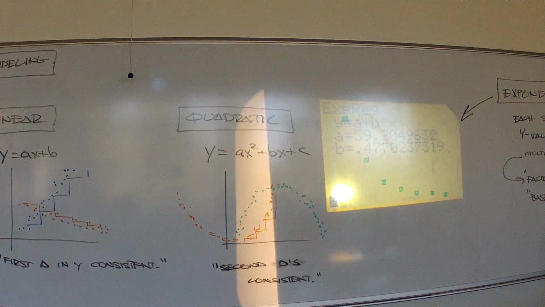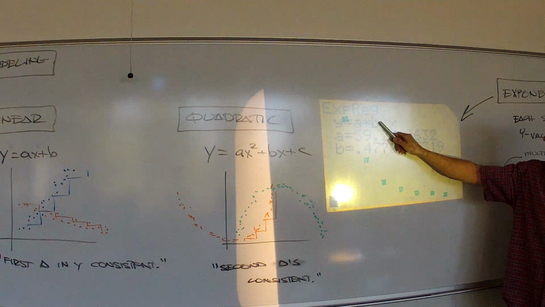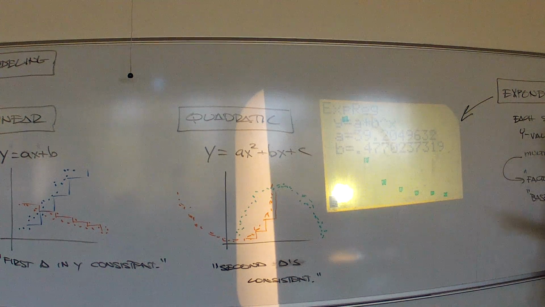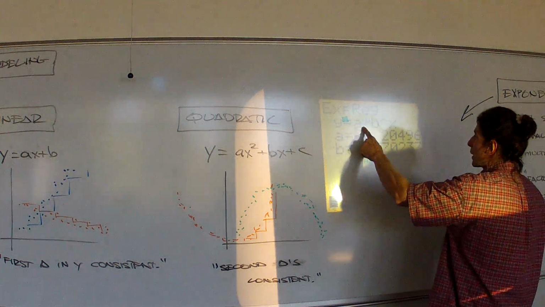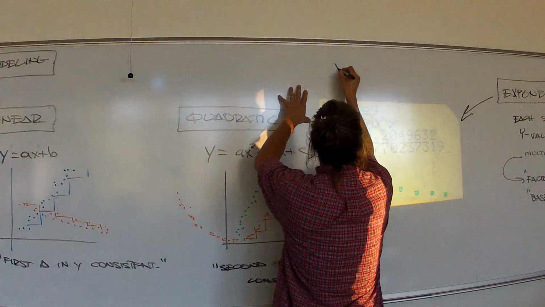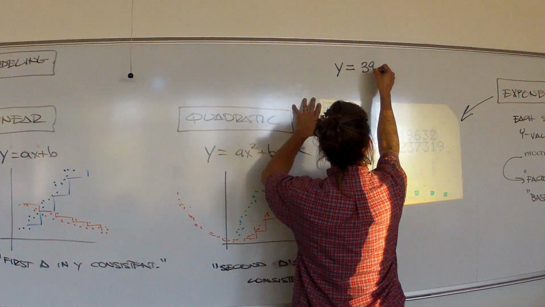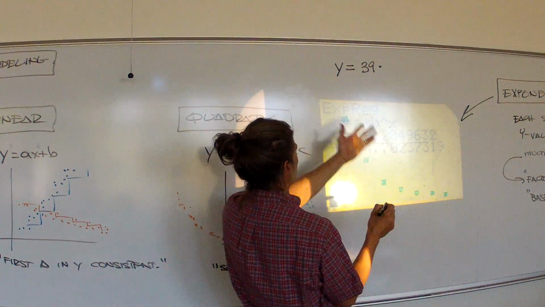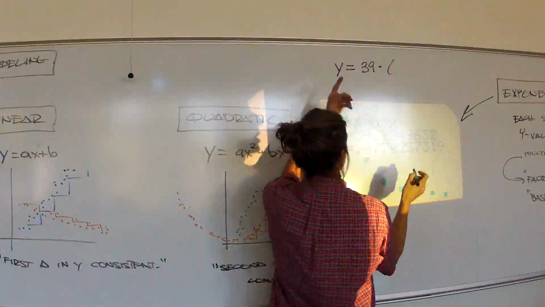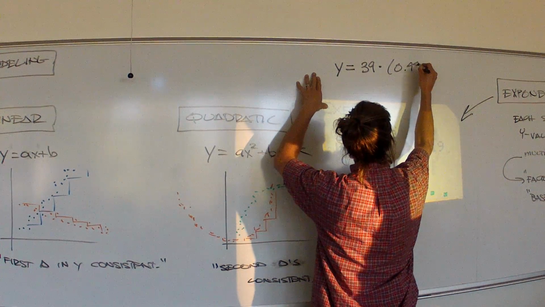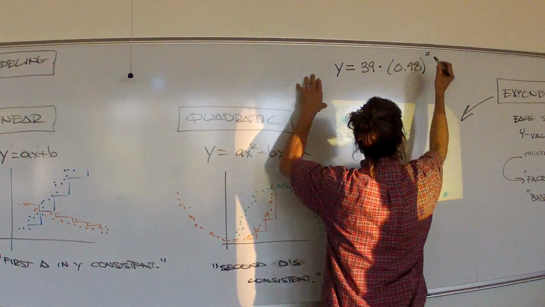Okay. Now, look at this. What does this caret mean right here? That's the power. So what you're seeing when you see this equation, y equals a times b to the x, is y equals a, which is 39 points, so I'm going to call it 39, times b, I'm going to round that to 0.5. Well, what the heck, we'll call it 0.48, to the x power.